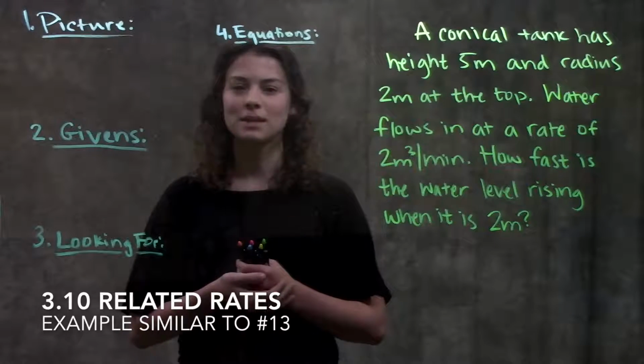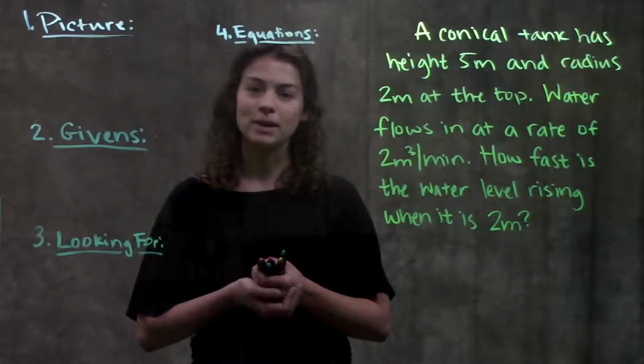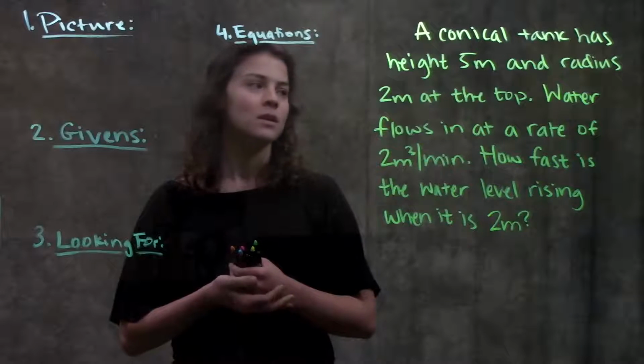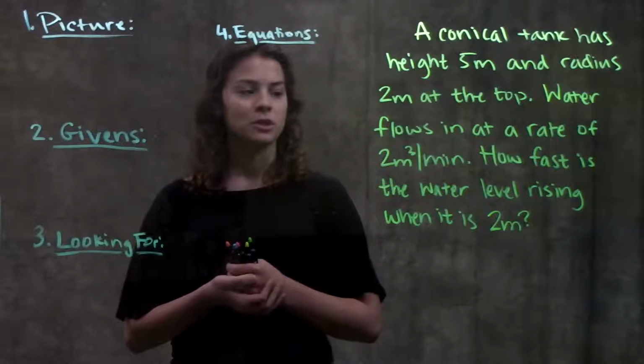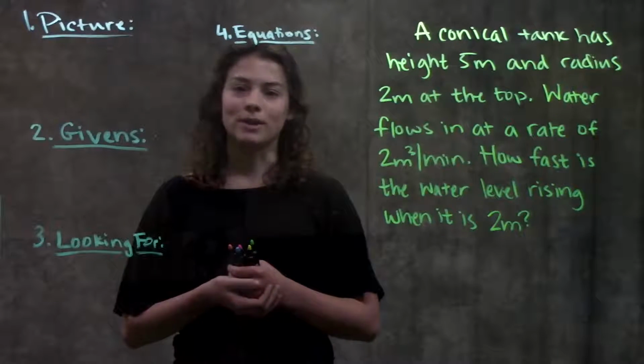This is really similar to number 13 in your book, and it tells us that a conical tank has a height 5 meters and radius 2 meters at the top. Water flows in at a rate of 2 meters cubed per minute. How fast is the water level rising when it is 2 meters?